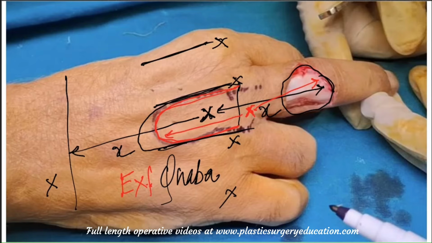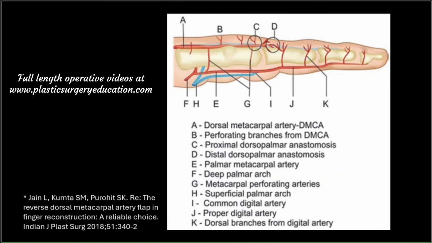Now let us see. So the web space perforator is the extended Quaba, and the perforator proximal to the metacarpal head or the neck is the conventional Quaba flap. Now let us see the anatomy.